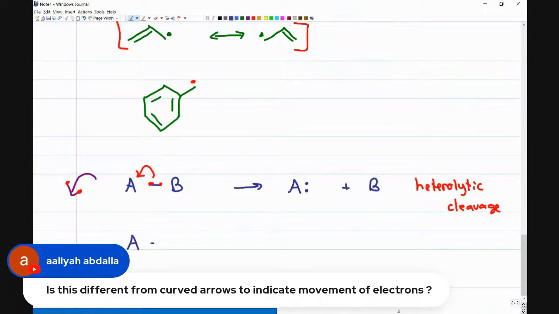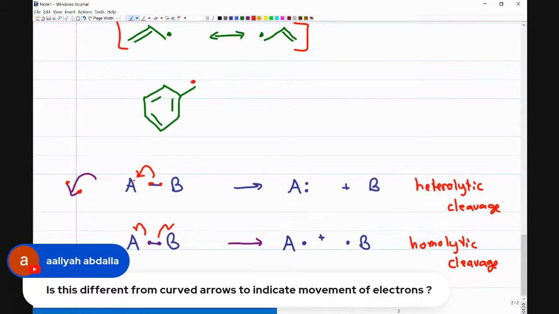If I have a molecule where A is bound to B, and once again there are 2 electrons between them, but this time I break it up so that A gets 1 electron and B gets 1 electron. These are 2 radicals that I just formed. This is called homolytic cleavage, where homo means the same, lytic is to break, and cleavage again is a redundant word. Homolytic cleavage, you show this with an arrow that has just 1 tip.